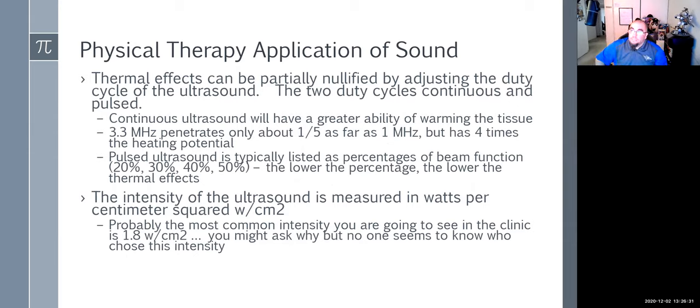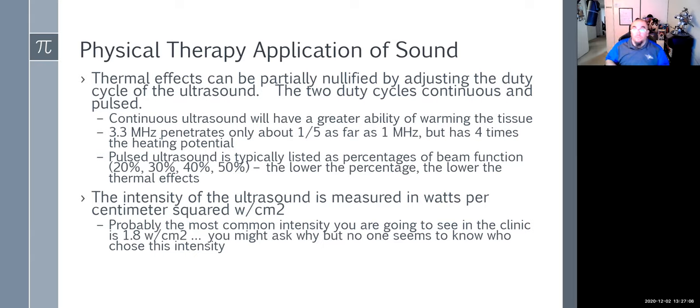Pulsed ultrasound is typically listed as a percentage of beam function. So 20%, 30%, 40%, 50%. The lower the percentage, the lower the thermal effects. So when you have a continuous ultrasound, the ultrasound head is on at all times. That means those sound waves are flowing constantly. If you have something like a 20% pulsed ultrasound, that means that if you measure 10 seconds of time, the ultrasound head's on for about 2 total seconds, and then 8 seconds is going to be off, right? So that means less sound waves are penetrating the body, which means less reaction to those sound waves, which means less of a thermal effect, right?